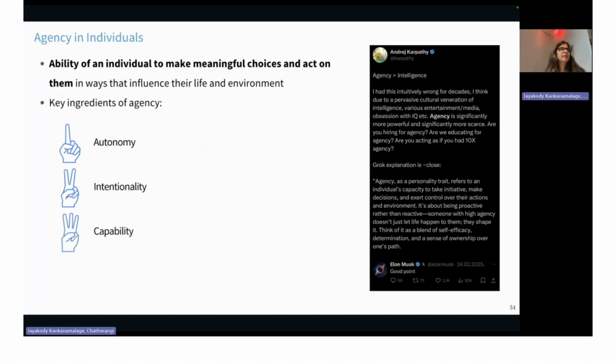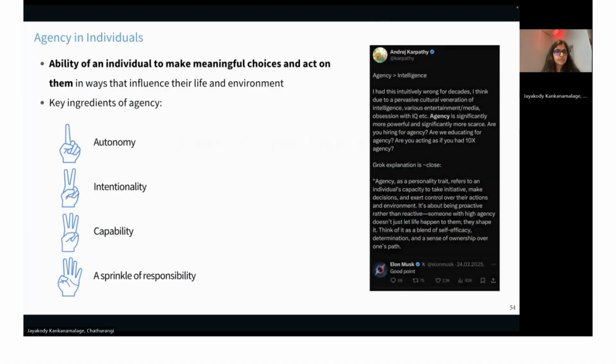Third is capability. We have the capability to do something or to take the action. And fourth, which is the most important, is the sprinkle of responsibility. We are responsible for the actions that we take. So think about it from an ethics point of view.